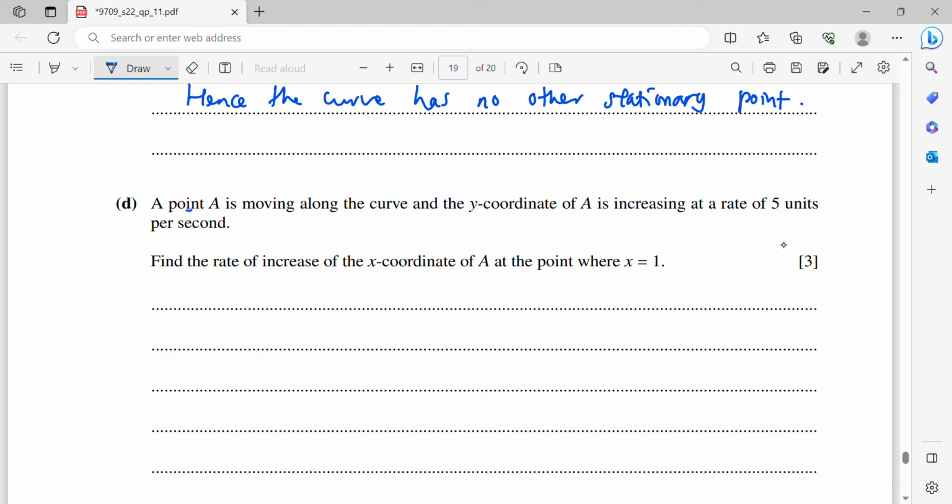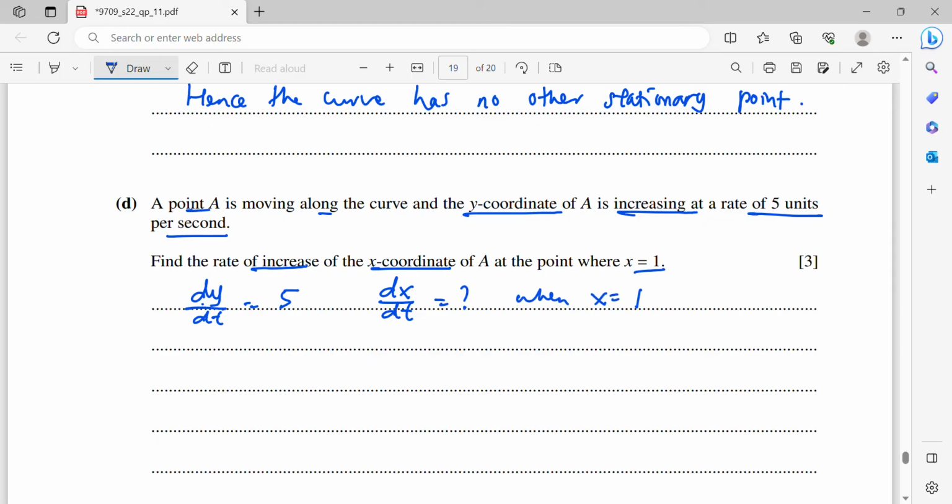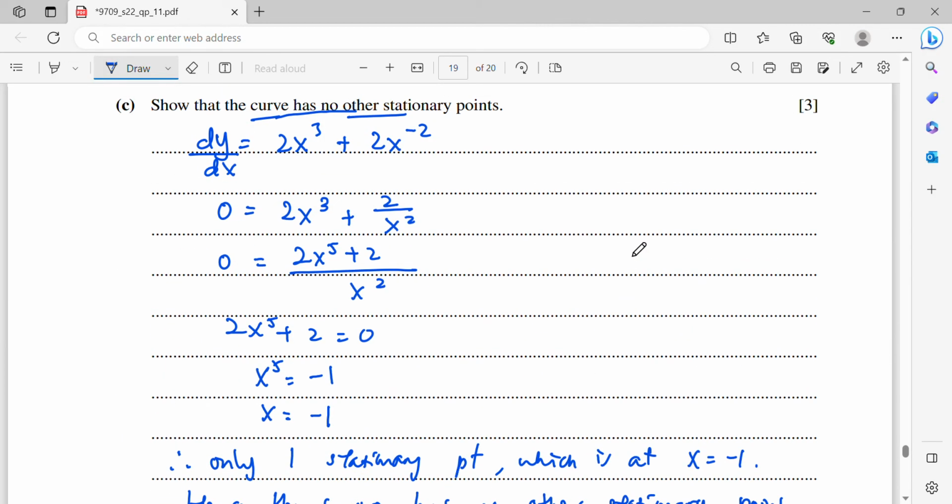Now D, a point A is moving along the curve and the y coordinate of A is increasing at a rate of 5 units per second. So from here I will write dy over dt equals to positive 5. Now find the rate of increase in the x coordinate. So you need to find dx dt is how much when x equals to 1. Okay, so now for this case, I need to write down my dy over dx first. My dy dx is 2x cubed plus 2 over x squared.